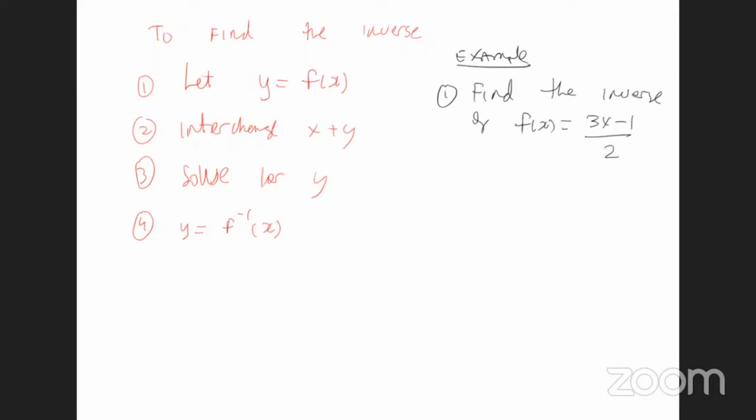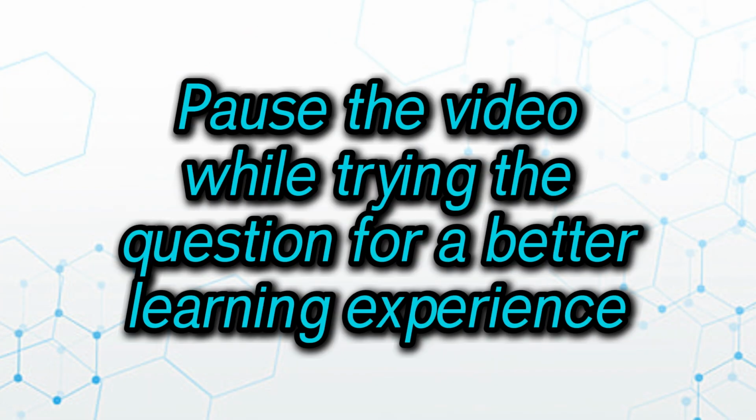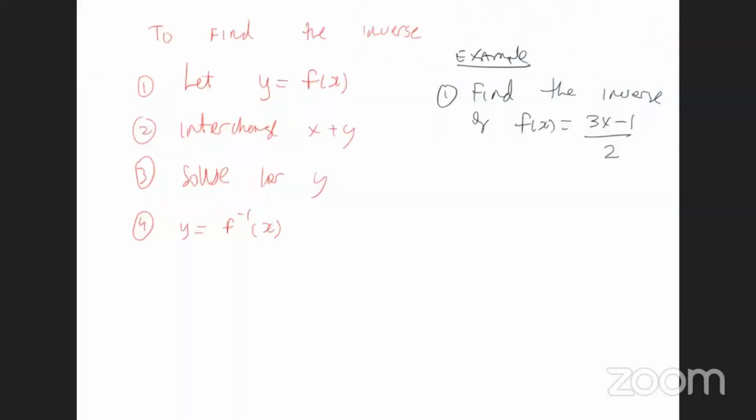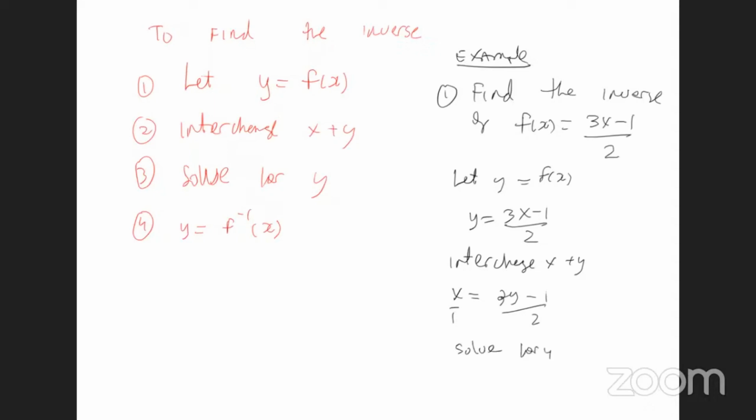Find the inverse of f(x) = (3x - 1)/2. Right, so you should let y equal f of x. So y is equal to (3x - 1) over 2. Then we're going to interchange x and y. So x is equal to (3y - 1) over 2. And then we're going to solve for y.